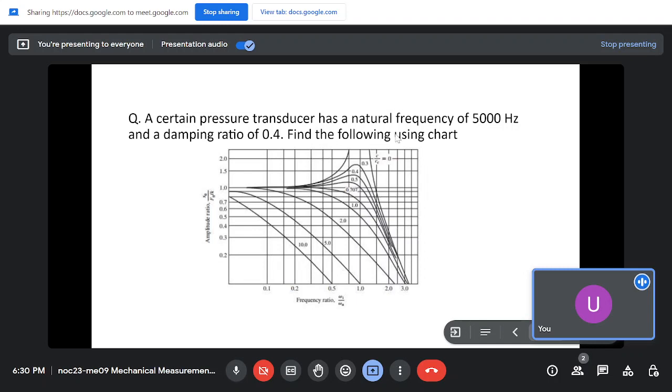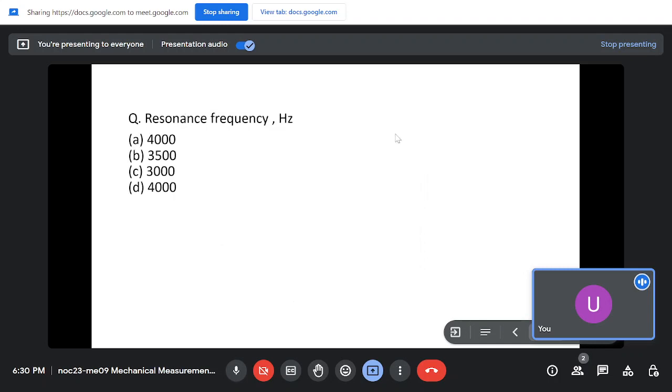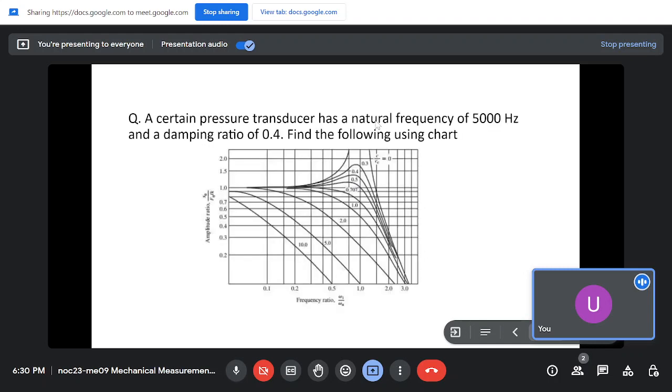And they have asked for the resonance frequency. The resonance frequency is the frequency at which you have the maximum amplitude. So the amplitude ratio will be the maximum, so we have to take the peak value. For 0.4, the peak value comes close to 0.8. So 0.8 will be where the peak value is.